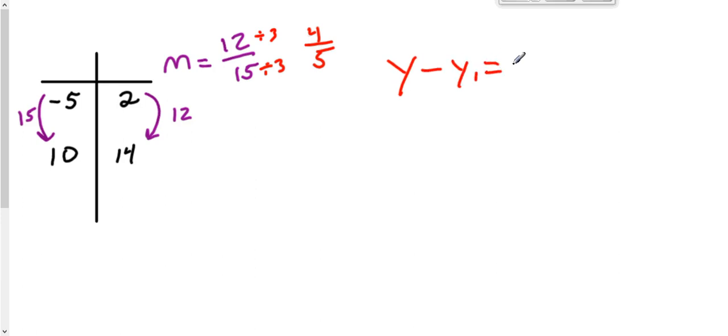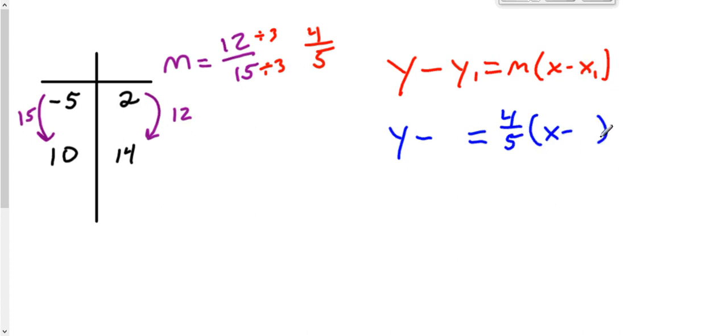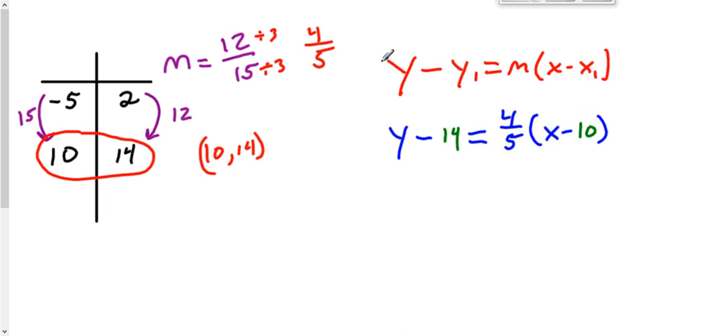Write down our point slope form in its general form with nothing plugged in. We now have y minus something, 4/5 x minus something. Again, we could pick either point. So if we want to, we could pick the negative 5 and the 2 if they're smaller numbers, but if we want to avoid the negative, we could pick the 10 and 14. For now, I'm going to avoid the negative. So our point is 10, 14. 14 is the y, so it goes here. 10 is the x, so it goes here.